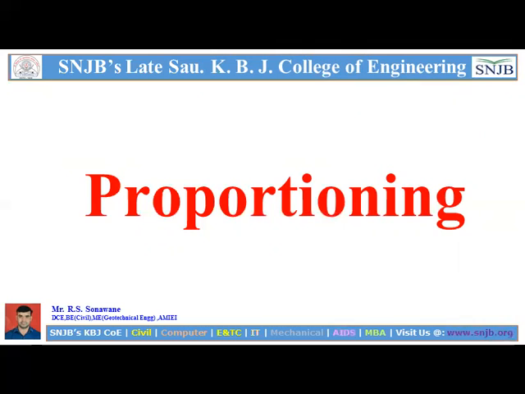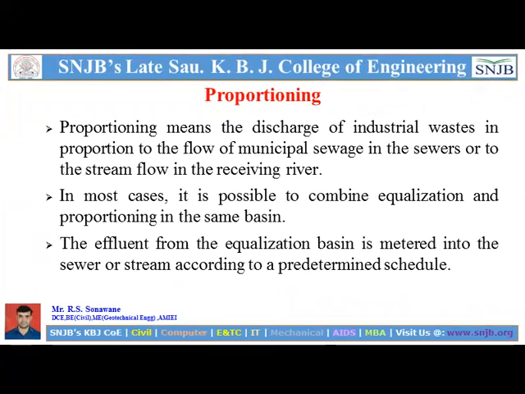Now the second term is proportioning. Proportioning means what proportion of wastewater or effluent of industrial waste should be discharged. Proportioning means the discharge of industrial waste in proportion to the flow of municipal sewage in the sewer, or to the stream flow in the receiving river.